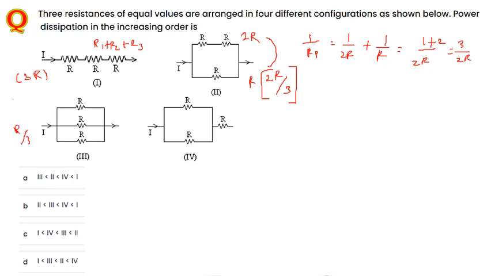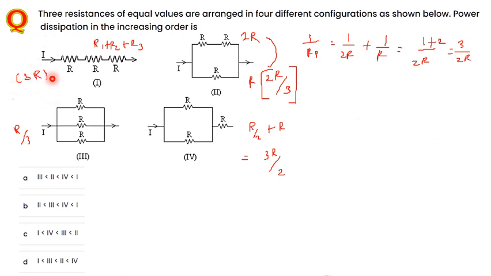Now, in the next case, two are connected in parallel, so the equivalent resistance is R by 2. This R by 2 is connected in series with the other R. So here it is R divided by 2 plus R, which gives 3R divided by 2. For the increasing order in this case, the last one should be maximum, and the first one should be minimum.